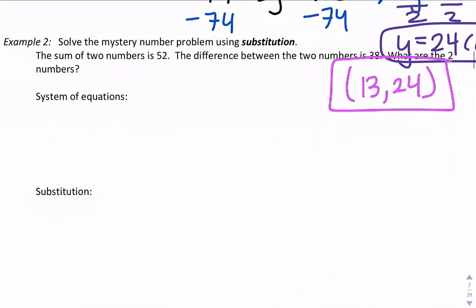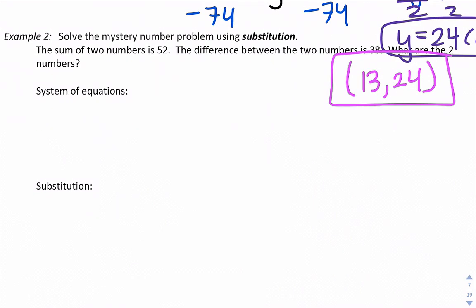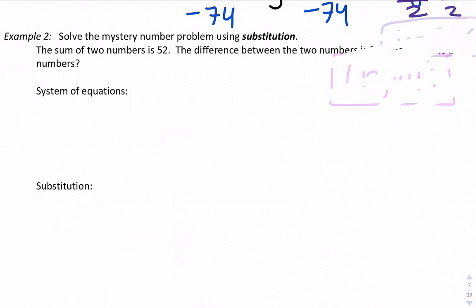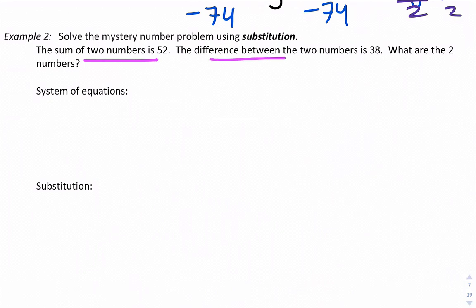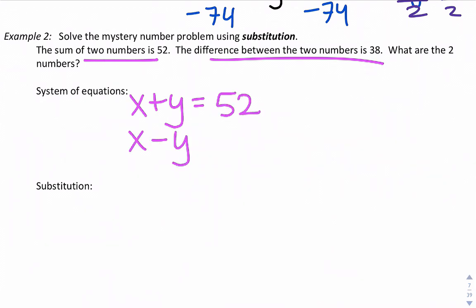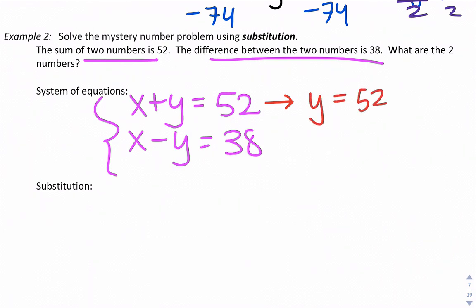All right, let's look at the next example. The sum of two numbers is 52, and the difference is 38. What are the two numbers? So again, let's just say our two numbers are x and y, and the sum is 52. The difference is 38. So here we have x plus y equals 52, but x minus y equals 38. So here's our system. So first step, get x or y by itself. Doesn't matter which one. Let's just get y by itself. I'll just choose one. So y equals 52 minus x.